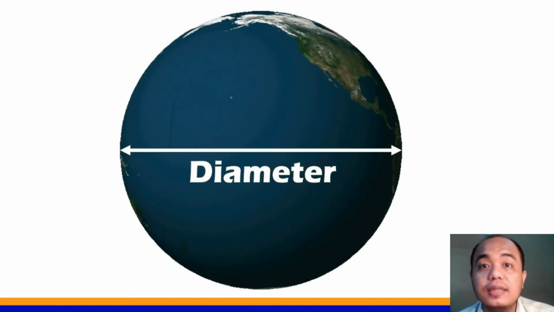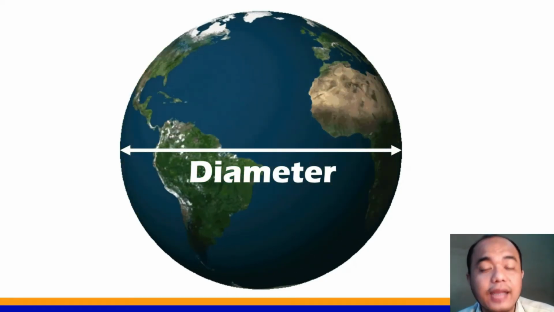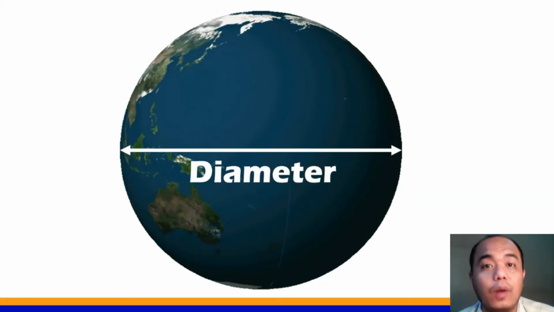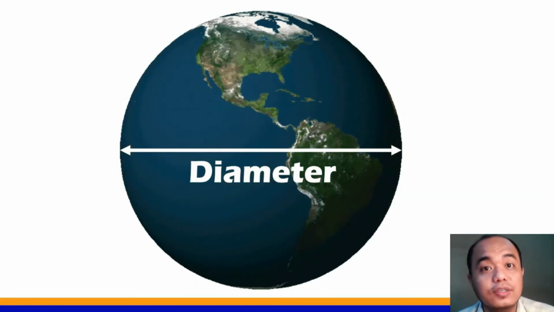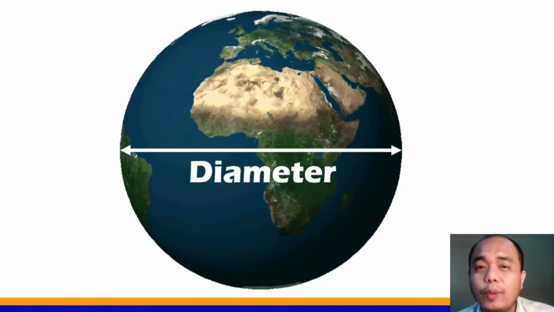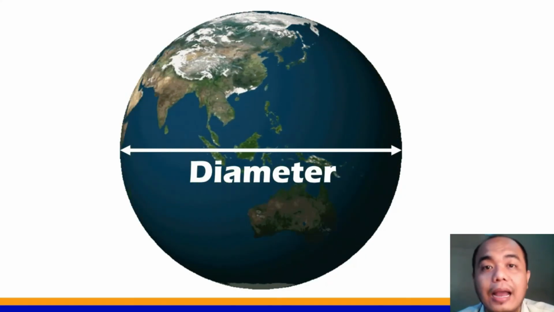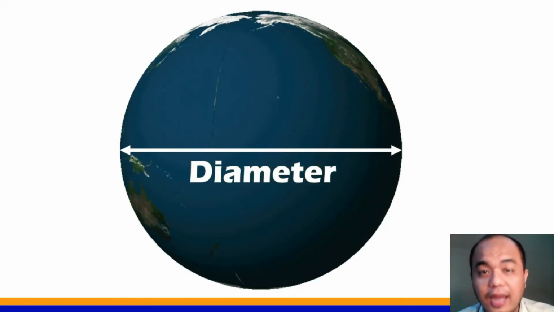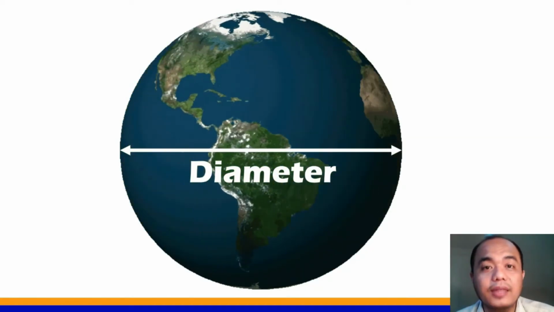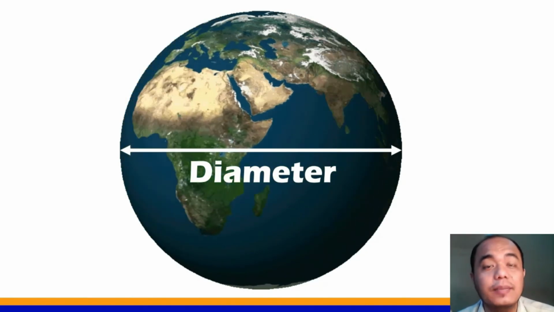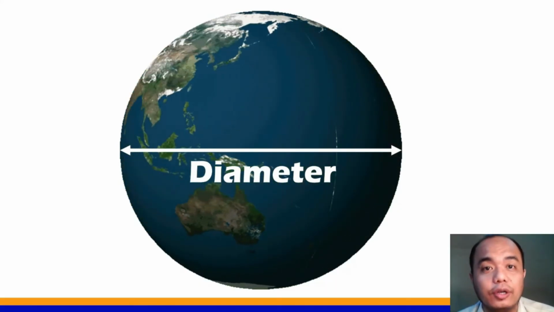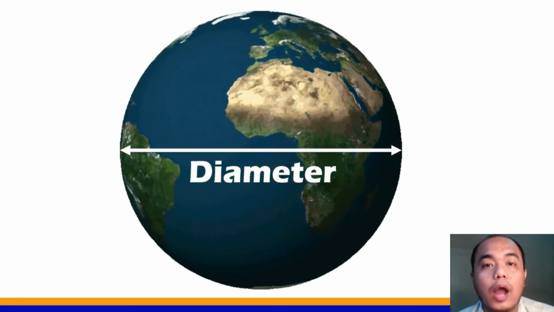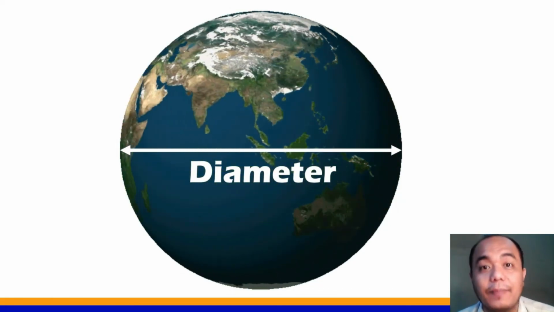You have to know this class because later on, gagamitin natin yung idea ng diameter in constructing also our model of our solar system. So hindi pwedeng pare-pareho lahat ang sizes ng ating planets na gagawin. Kasi nga, alam nyo na our planets have different sizes. So dapat sa model na gagawin natin later on, kinakailangang alam mo din kung paano gawin at kung ano ang mga sizes ng ating mga planets.